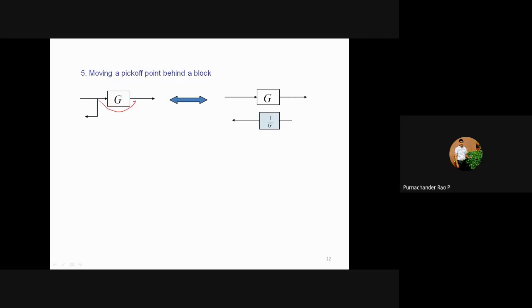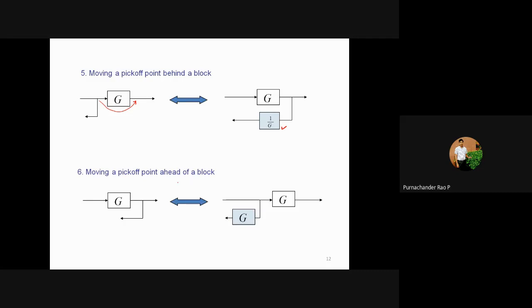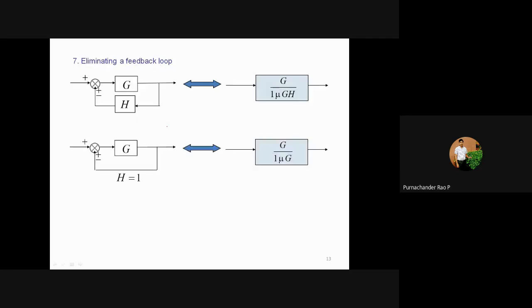Okay, and then the pick off point. So I need to move this pick off point to ahead of the block. So it should be replaced with a block of 1 by G, and moving a pick off point to before the block, you need to multiply this with G. So this is a technique which we need to use while reducing your block diagrams. And this is important for eliminating the block.